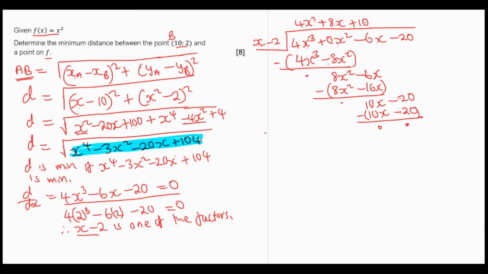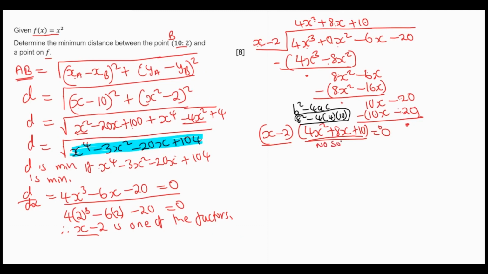So therefore we have x minus 2 times 4x squared plus 8x plus 10 is equal to 0. So it's either x minus 2 is equal to 0 or 4x squared plus 8x plus 10 is equal to 0. Right, this one will not give us a solution. You can even check using the discriminant. Remember the discriminant, b squared minus 4ac. So if you say 8 squared minus 4 times, so the discriminant is going to be negative because this whole thing is going to be negative. So if the discriminant is negative, there are no roots. So there's no solution here for this one.